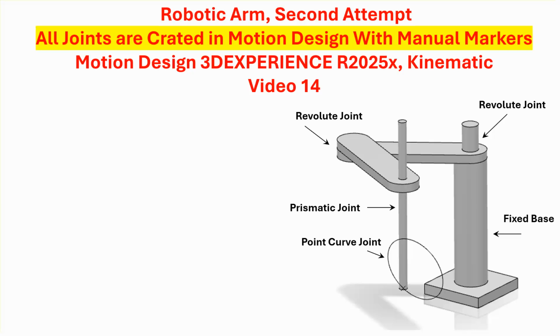design application. Now, this particular tutorial 14 is essentially a continuation of tutorial 13, where I do exactly the problem that you see down here, except that all the engineering connections are created in the assembly design, and then once you go to the motion design, they're automatically converted into joints. In this tutorial number 14, I don't create any engineering connections in assembly design, but I create all the joints manually in the motion design application.